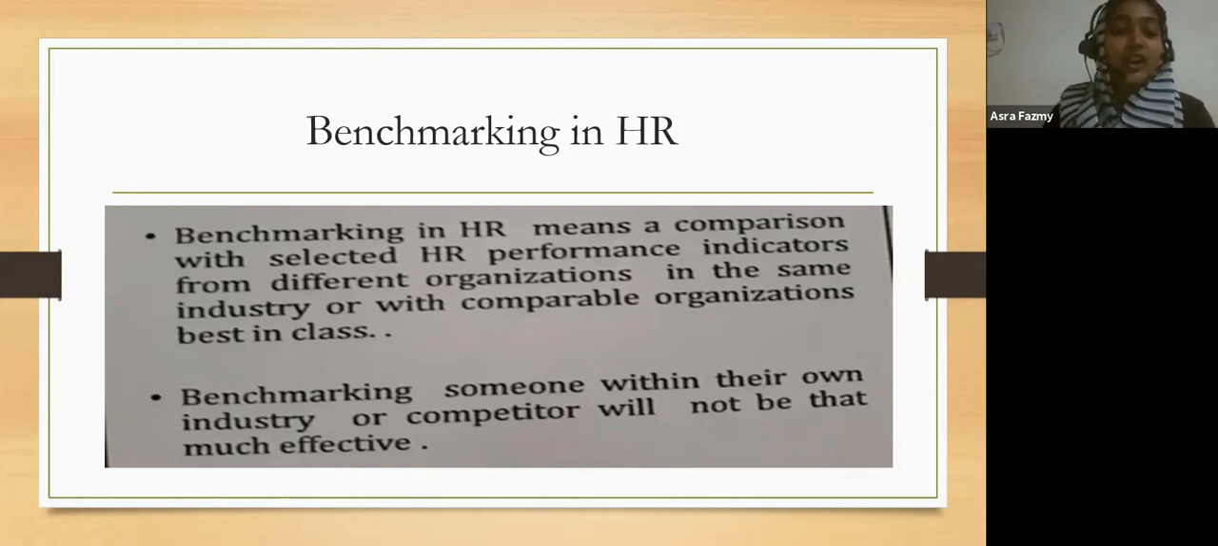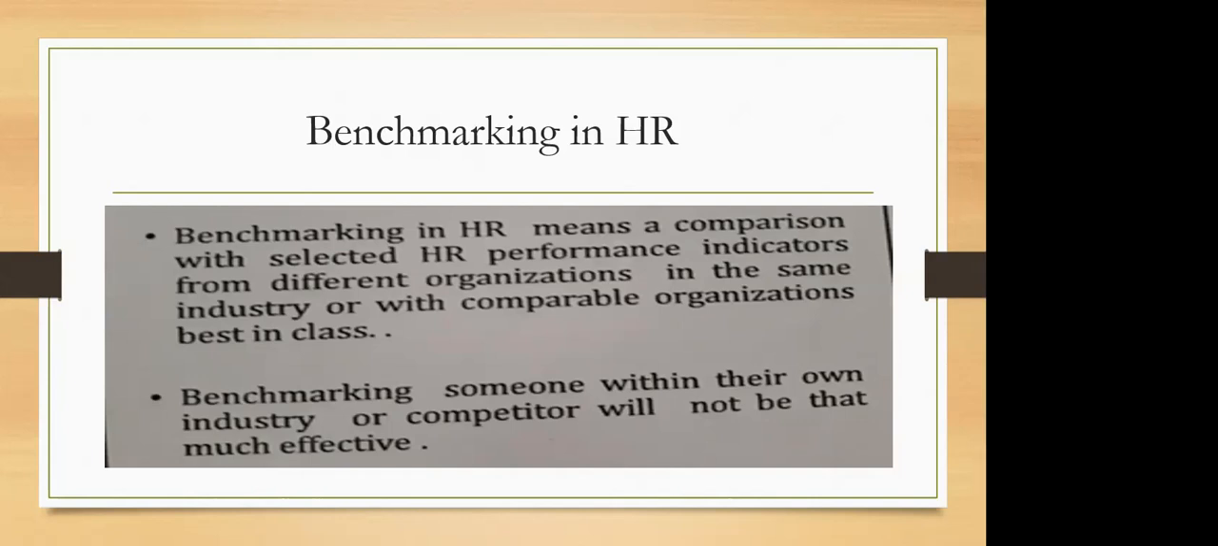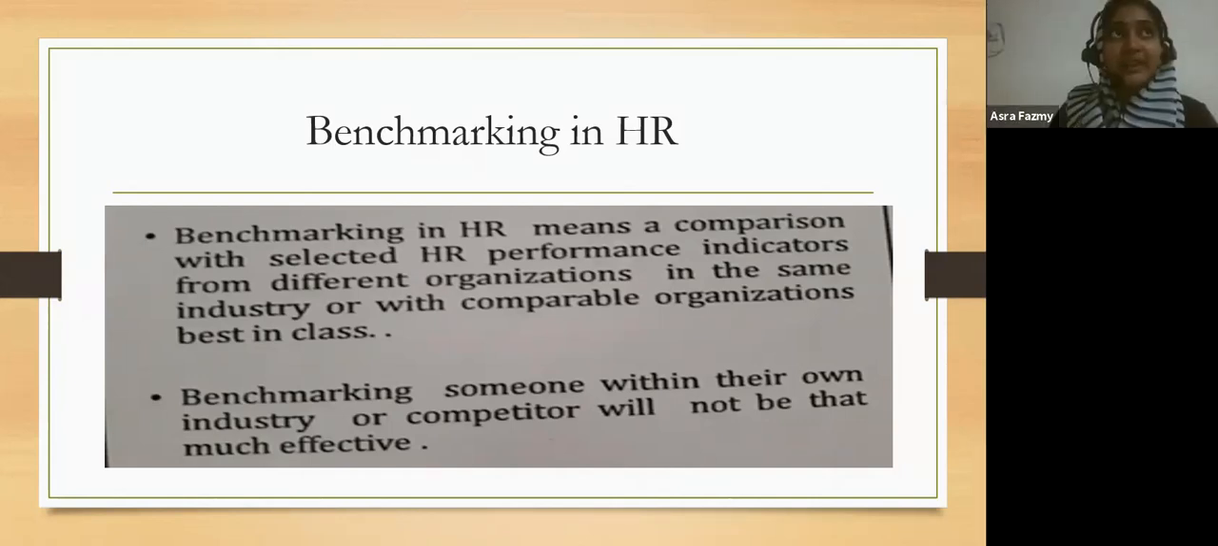For example, say you are in the food industry, you're a restaurant. Can you compare yourself to a clothing business? No. If you are in the food market, you should compete with an organization that is operating in the food market. You can't compare yourself with someone in the clothing market. When you select the organization for benchmarking, it has to be in the same industry, or an organization where you can compare. If the organizations' activities are not matching, you can't compare. You can't compare apples and oranges. Those are two different items. So when you compare, you have to take that into consideration. Benchmarking someone with their own industrial competitor will not be that effective.